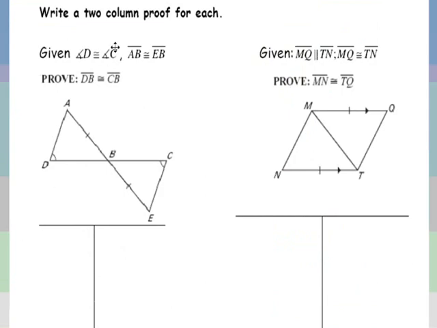Okay, you're given some information about each of these pairs of triangles, and then you need to prove some information about each of these pairs of triangles. I would like you guys to attempt these proofs on your own, and then come back and check your answers once you've completed them. So hit pause now.